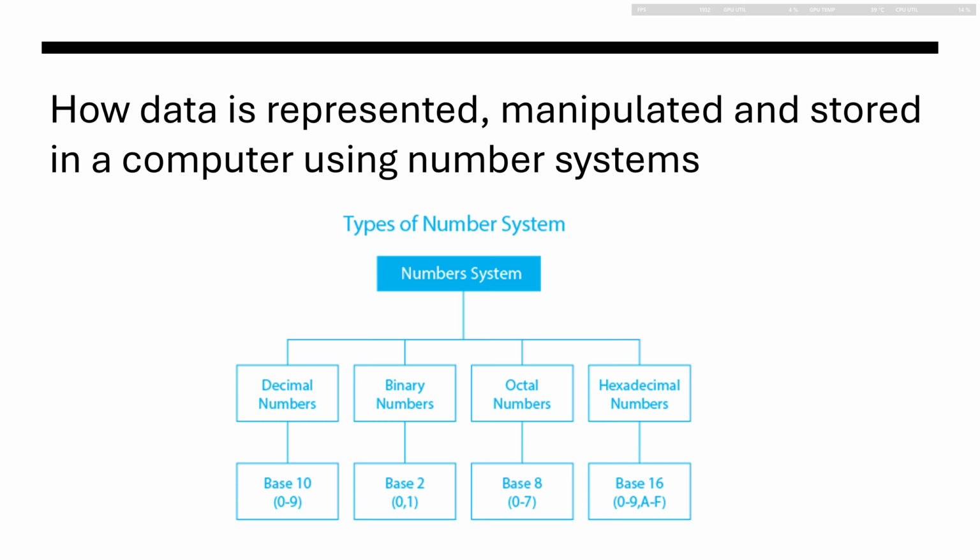You will learn how data is represented, manipulated, and stored in a computer using different number systems. As you can see, you might be aware of, I don't know, maybe not, there's different types of number systems. There's a decimal number of base 10, binary numbers, which computers love, with base 2, octal numbers, base 8, hexadecimal numbers, base 16, and that is the different types of number systems. You'll learn more about them, how to represent them, how to go from one type to the other, etc.